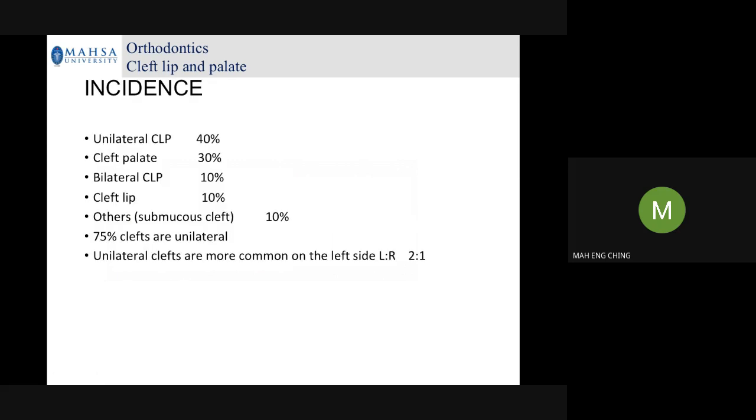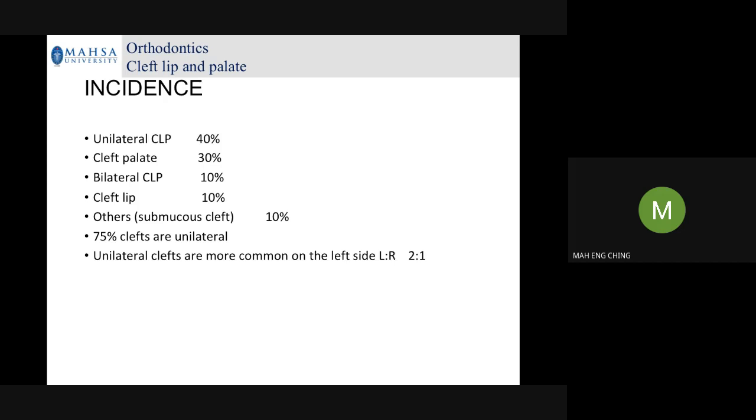So the incidence: unilateral cleft lip is the most common, about 40%. Then cleft palate about 30%. Bilateral is a bit unusual, about 10%. Then cleft lip only about 10%. Others, submucosal cleft, about 10%. But remember, 75% of the clefts are unilateral.